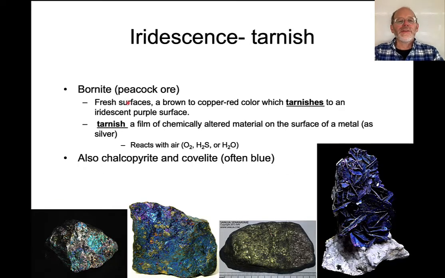For example, the fresh surface of bornite is a brown to coppery red color, but it tarnishes to form this iridescent purple surface. Some other copper sulfides can show the same kind of behavior.